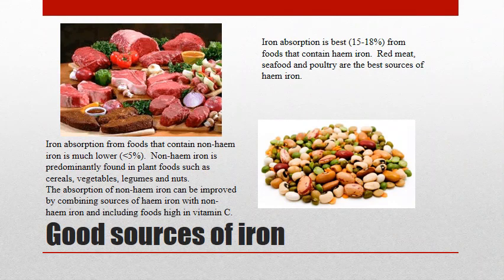Iron absorption from foods that contain non-heme iron is actually much lower, so you're only getting about 5% of the iron, and they're all plant foods like cereals, vegetables, legumes, and nuts. You can actually improve that amount of non-heme iron that's being absorbed by having foods that contain vitamin C with it. So capsicum is a good example. Some people who are having trouble absorbing iron actually take vitamin C supplements when they're eating their iron sources, just to increase that.